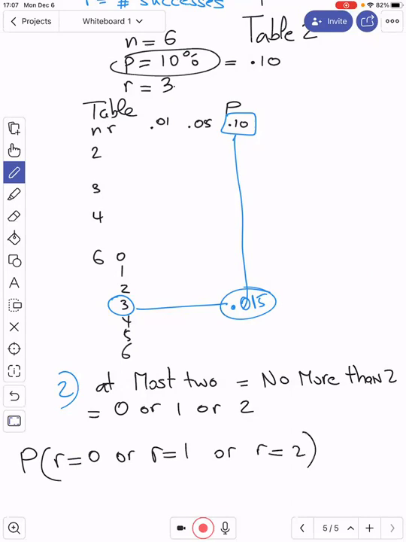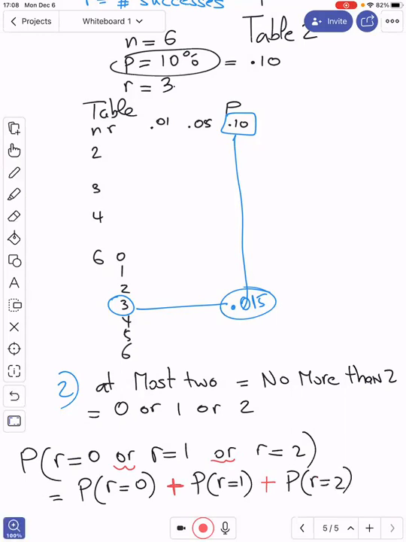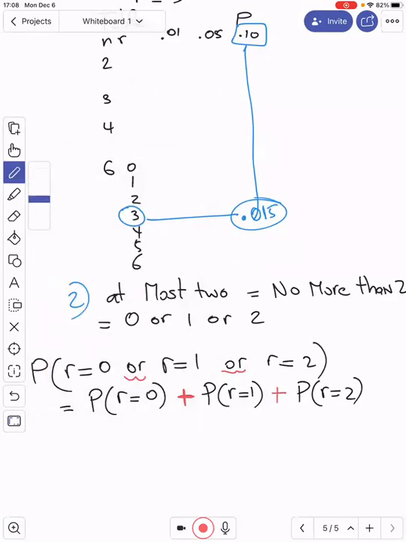Okay. So this is actually probability that R is 0 plus, because we have OR. So there'll be a plus. That R is 1. And then again, OR. So that's plus, another plus. That R, number of successes, is 2. And again, here you can use the table, our table number 2.